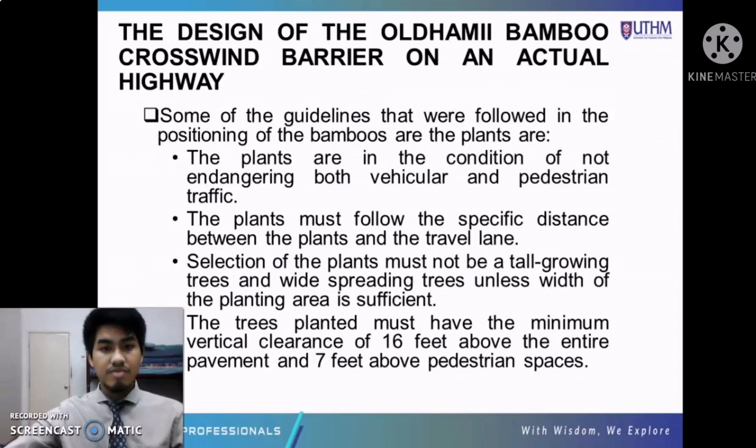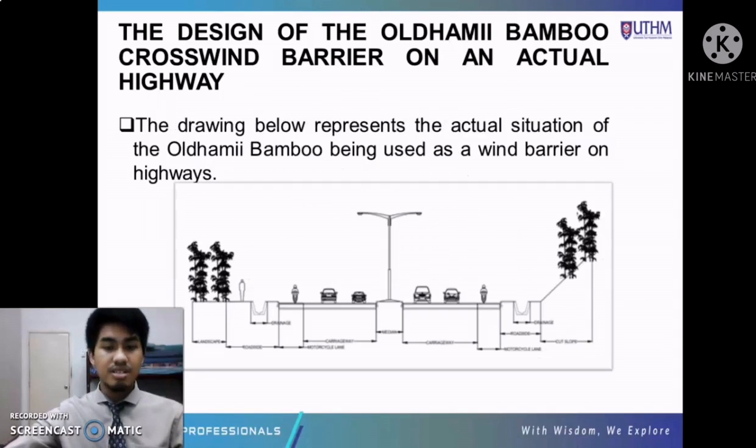Some of the guidelines that we follow are: the plan must not endanger both vehicular and pedestrian traffic. The plants must follow a specific distance between the plant and the travel lane. Selection of the plant must not be tall growing trees and wide spreading unless the width of the plant is sufficient. The trees must have a minimum vertical clearance of 16 feet over the entire pavement and 7 feet above the pedestrian space.